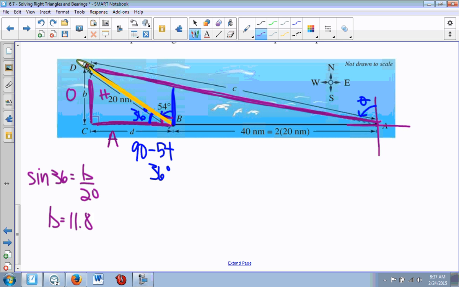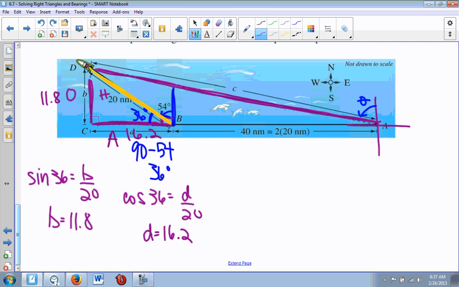We're going to do another trig ratio. I'm going to use cosine this time to find letter D. So cosine of 36 equals D over 20, adjacent over hypotenuse. So we're going to do 20 times cosine of 36, and we get 16.2. So this side out here is 11.8. This side down here is 16.2.